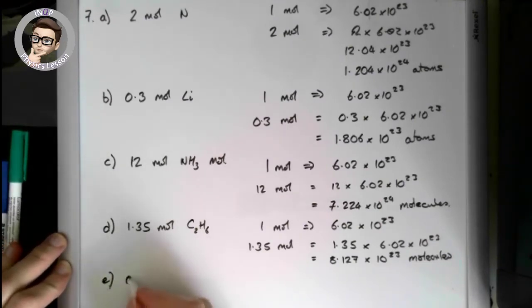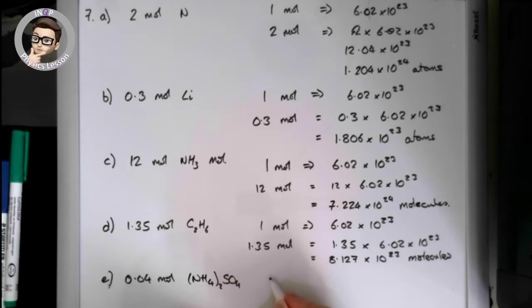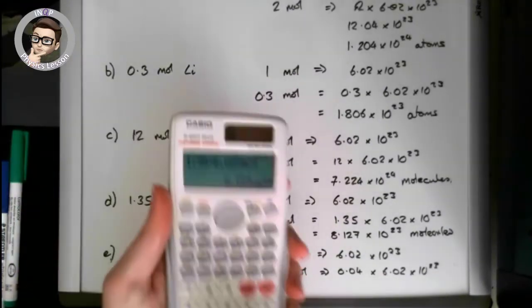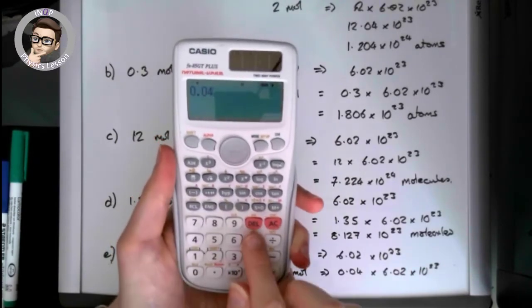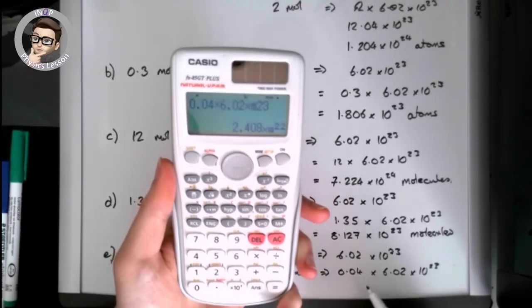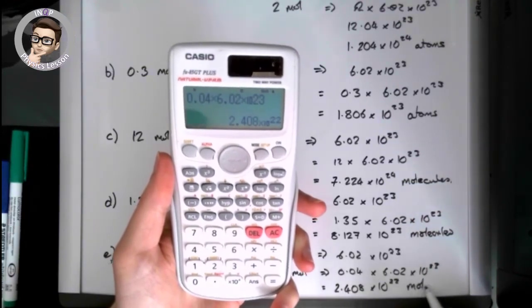So part E, we've got 0.04 mole of (NH4)2SO4. So in this case, we know 1 mole, let's do it anyway, is going to be 6.02 times 10 to the 23 molecules. So 0.04 moles of it is going to be 0.04 multiplied by 6.02 times 10 to the 23. Let's move that up slightly so you can see the end. We'll do the calculator again. So 0.04 times 6.02 times 10 to the 23 will give us our answer, which is 2.408 times 10 to the 22 molecules as well.